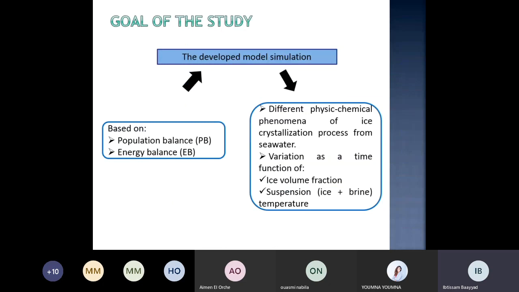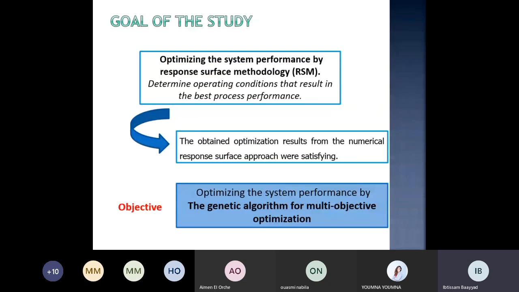The developed model was based on population balance and energy balance equations. The simulation results show that the model is able to describe different physical and chemical phenomena of the ice crystallization process from seawater, and also the main key parameters such as ice volume fraction and suspension temperature. We have also presented in previous work the application of the response surface methodology for the optimization of the freeze crystallization process using numerical simulation results. The obtained optimization results from the numerical response surface approach were satisfying.